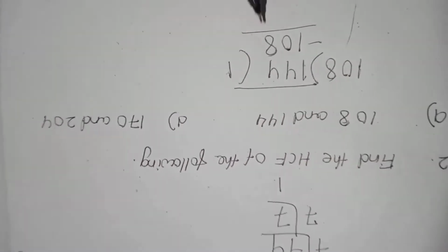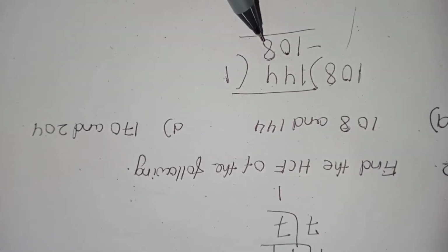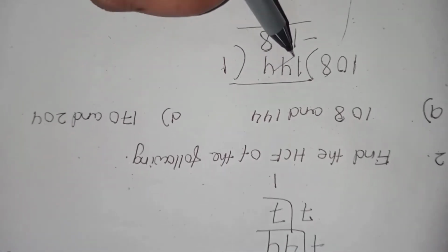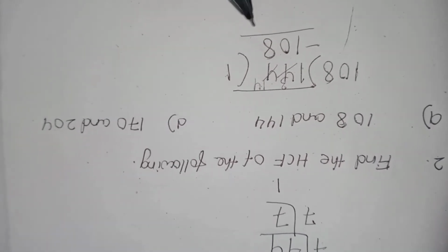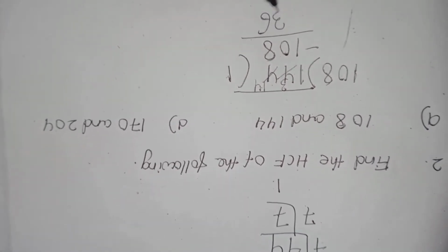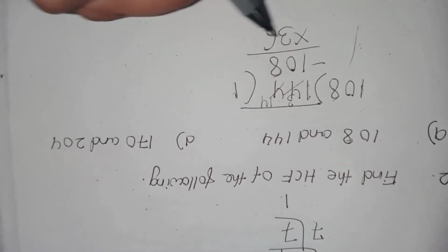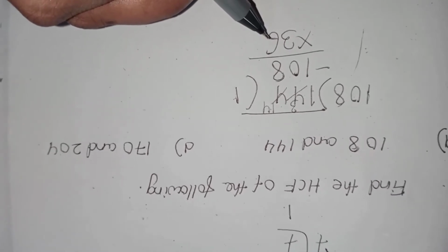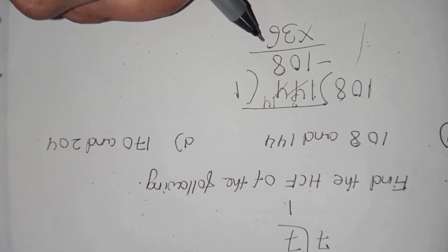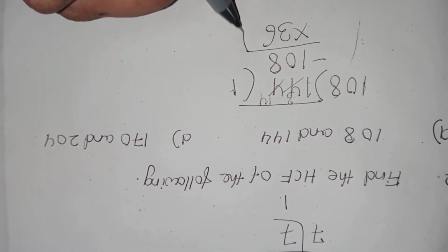Now let us subtract. From 4 we cannot subtract 8, so this 4 will take one borrowing. This 4 will become 3, and the other 4 will become 14. 14 minus 8 is how much? Is 6. 3 minus 0 is what? 3. And 1 minus 1 is what? 0. So we'll put the cross. Now you see we got the remainder, no? But we don't want remainder. Remainder should be what? 0. So how to do is that you make here like this.